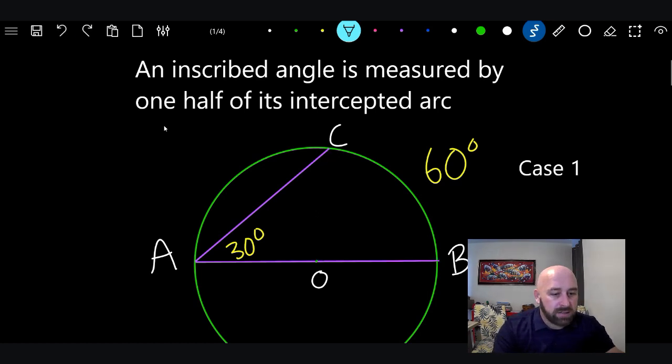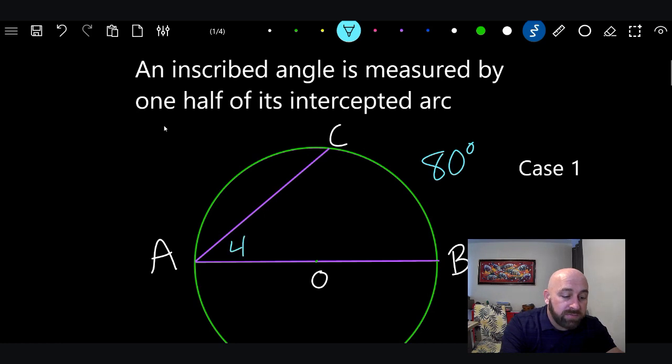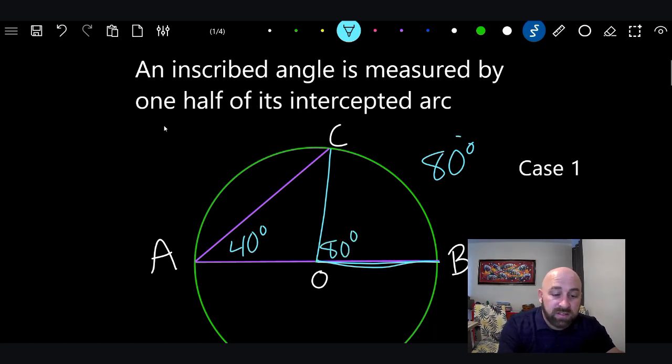Let's make this look a little bit better because that looked bad. So let's make this 80 degrees. Okay, this is going to be better. And so this is a 40-degree angle. But now let's say that we use this right here. We're now using the central angle. Well, the central angle is 80 degrees. Remember, the central angle is the same as its intercepted arc.